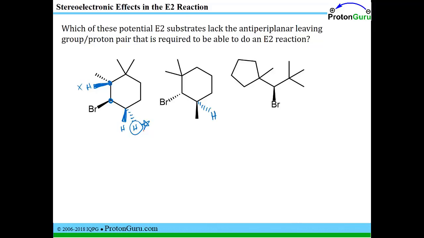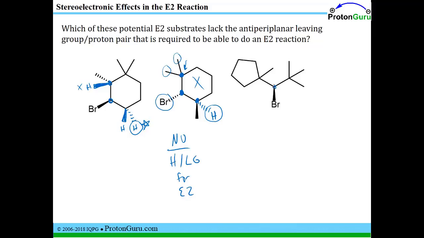We look at the leaving group carbon in the second case, and we look at an adjacent site up here. These are both methyl groups, so those cannot be removed in an E2 reaction. You need a proton on the adjacent carbon. If we look at the only other adjacent carbon next to the leaving group carbon here, we see that the proton is going away, which is the same direction as the bromine. They're both going away from the viewer. So we have no proton leaving group pair appropriate for an E2 reaction. So that substrate will not work for an E2 reaction.